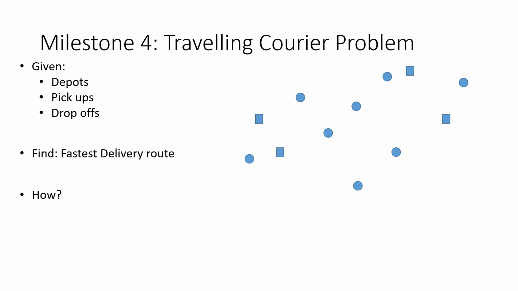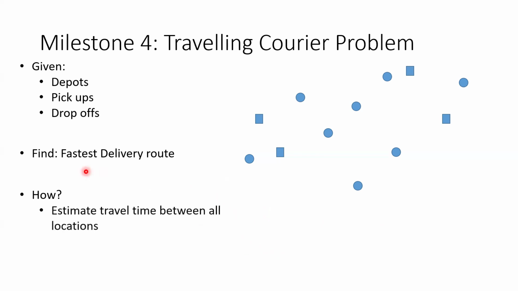So as you should already be learning from the lectures, in milestone 4 you will be given a bunch of depots, a few number of pickups, and a number of drop-offs. And you should be able to find the fastest delivery route that starts and ends at the same depot. It picks up everything and it drops off everything in the right order.